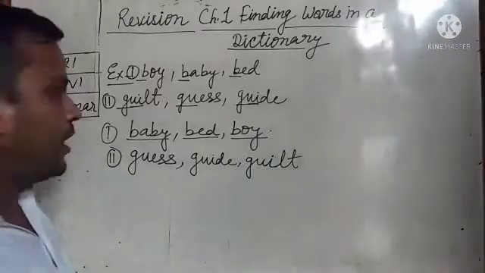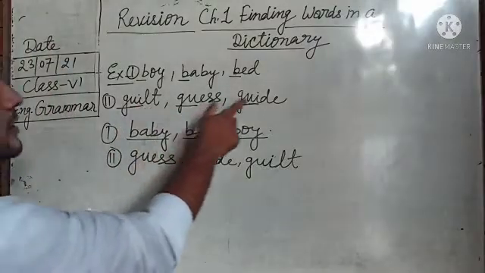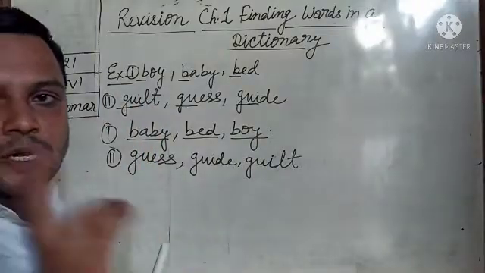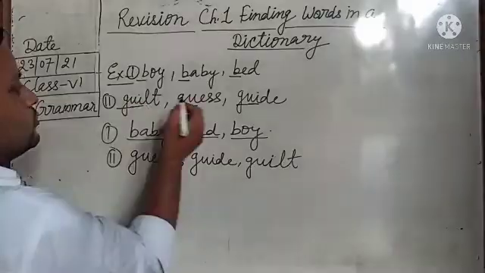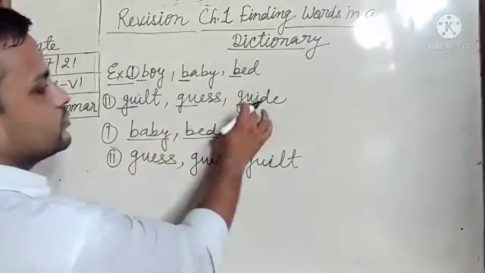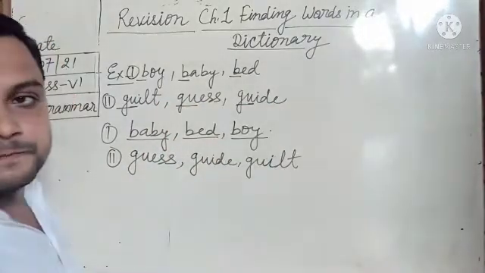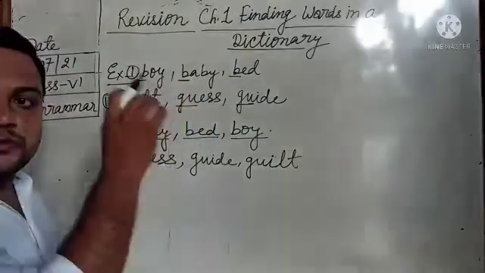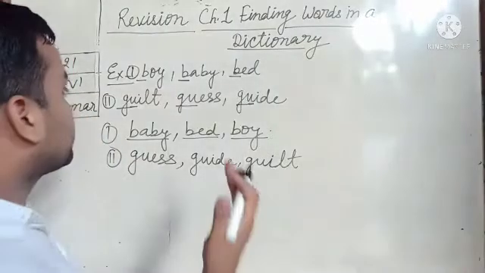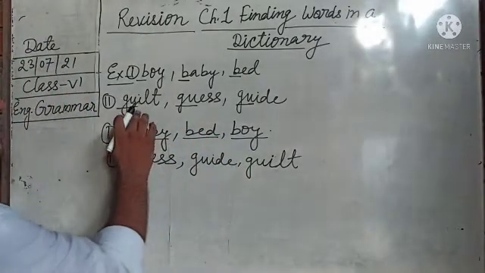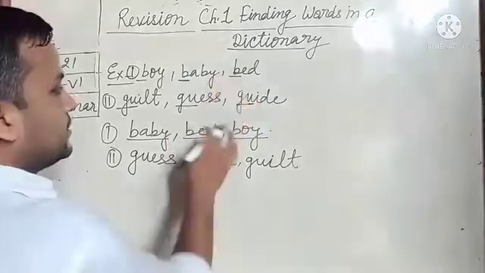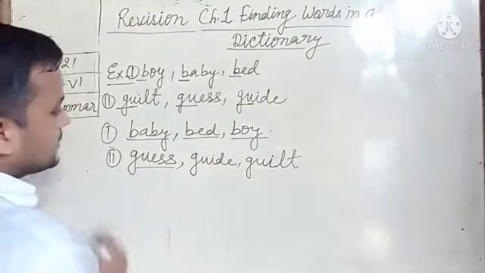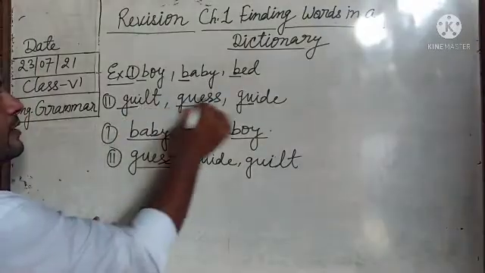So this group of words will be arranged in such a way: baby, bed, boy. See the second one: guilt, gaze, and guide. Students, in this example, the first two letters are the same. G-U, G-U. Okay? Then these word groups will be arranged according to the third letter. So see here, the third letters are I, E, I. So E comes first in the alphabet. So here will be gaze. Now you have two, guilt and guide.